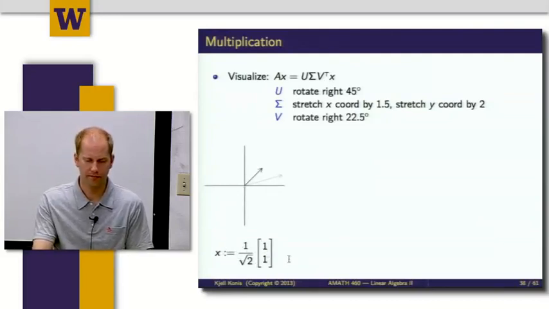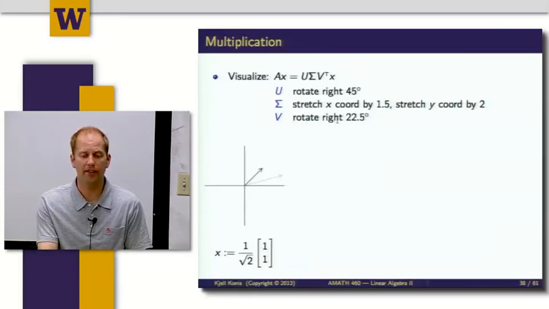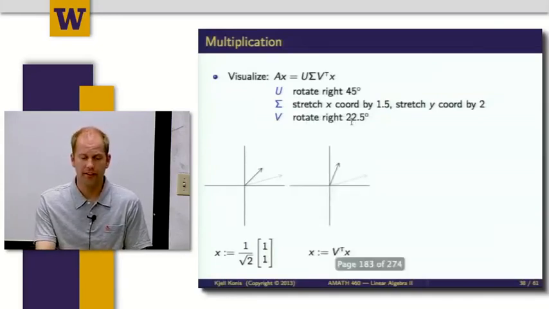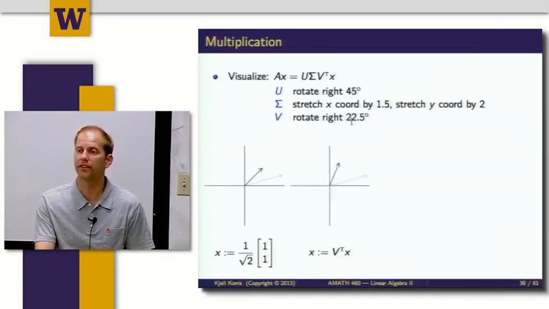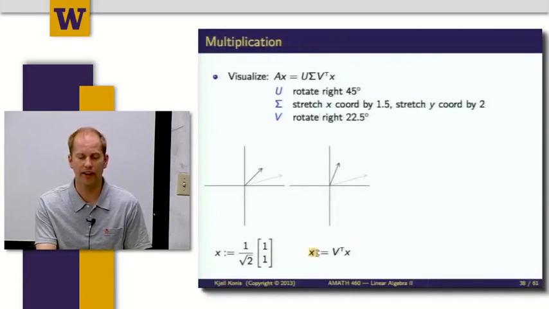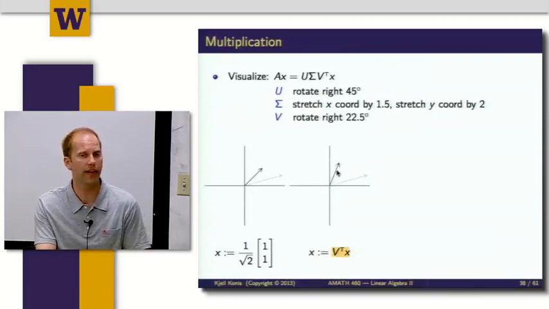And then I'm going to multiply that by V transpose. So V rotates a vector right by 22.5 degrees. V transpose will then just rotate it left by 22.5 degrees. So if I start out with this vector, multiplying it by V transpose, so I'm changing x here to be whatever V transpose times the original x was. That rotates this vector from here to the left until it's this direction. But notice it's still the same length.